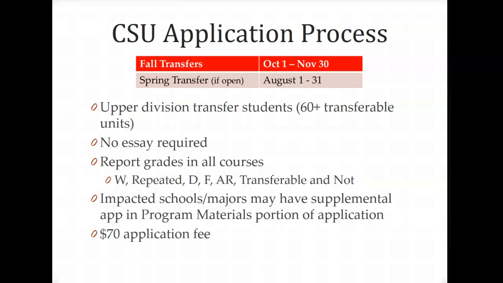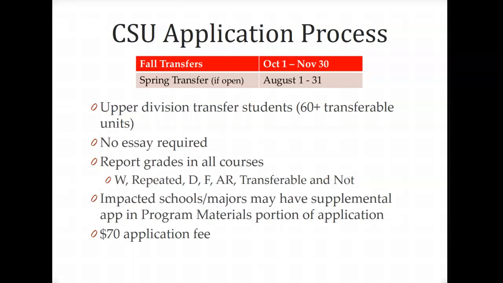The Transfer Center provides an application review session or sessions. We have several of them during each cycle. So you want to fill out the application and then come into the Transfer Center and we can check it for you. To be an upper division transfer student, you need to have 60 or more transferable units by the time you enter campus. So as a fall transfer student, those 60 transferable units need to be done by the end of spring. You cannot be completing those in summer.